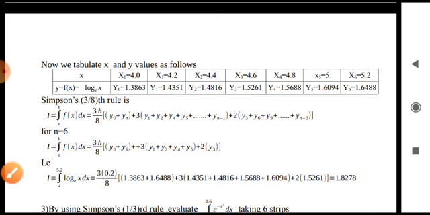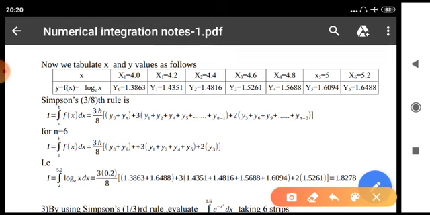Now Simpson's 3/8 rule general formula is given by I equal to 3h by 8 times [y0 plus yn plus 3 times (y1 plus y2 up to yn minus 1) plus 2 times (y3 plus y6 plus y9 etc. up to yn minus 3)]. Now for n equal to 6, the above formula reduces to 3h by 8 times [y0 plus y6 plus 3 times (y1 plus y2 plus y4 plus y5) plus 2 times y3]. Here n minus 1 is 5, which is already included, and n minus 3 is 3, so y3 we have to include.